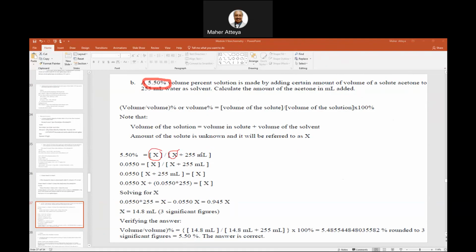So this is 5.50 divided by 100, correct? Here you solve for X. So X will be 40.8 milliliters, correct? You verify it: you put 40.8 and add 40.8 to 255, and then the answer is multiplied by 100, you get 5.50. Correct, guys? So, as I said, you can have one given and one unknown, so you can work it out. So let's see.